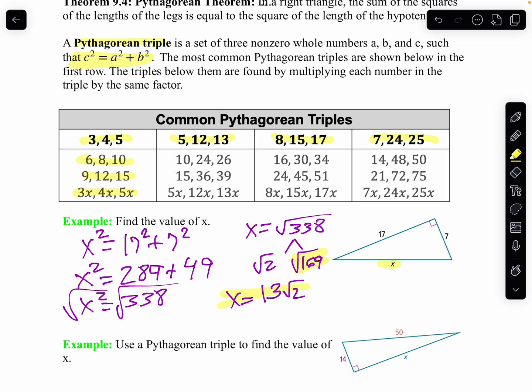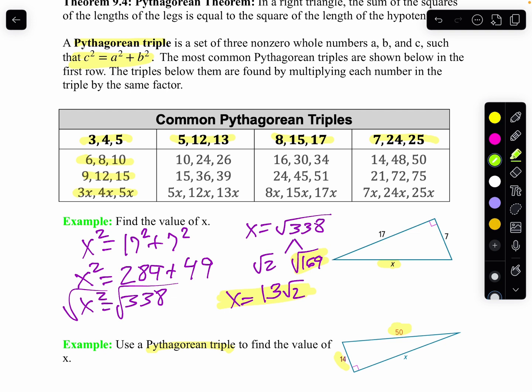Now my next one, I'm going to use a Pythagorean triple. So look at your chart. Which one has a hypotenuse of 50 and a leg of 14? So 50, oh, look at that one. Fourth column over. One side is 14, so what's x? X is 48. That works out pretty nice when you do that.